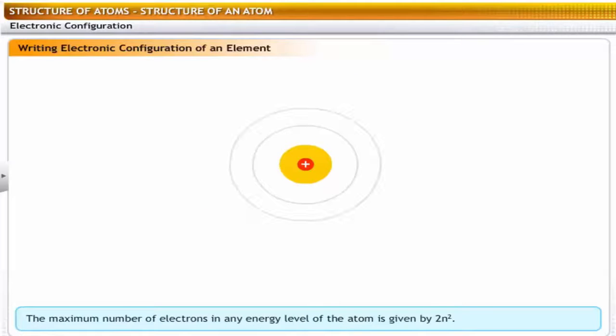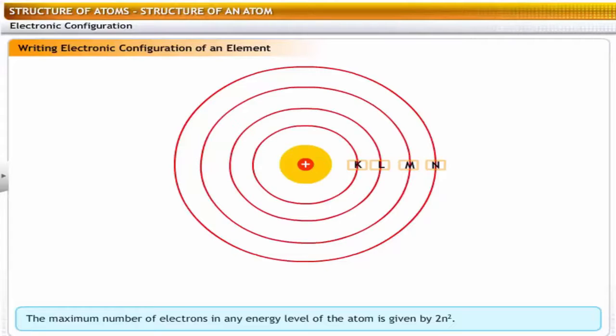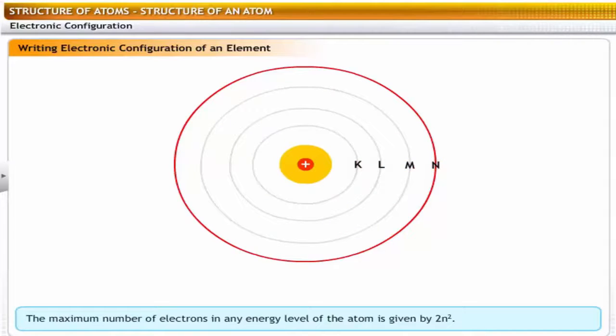In order to write down the electronic configuration of an element, one should have knowledge about the number of electrons in one atom of the element and the maximum number of electrons that can be accommodated in different shells of the atom. The maximum number of electrons that can be accommodated in any energy level of the atom is given by the formula 2n², where n is the number of that energy level.